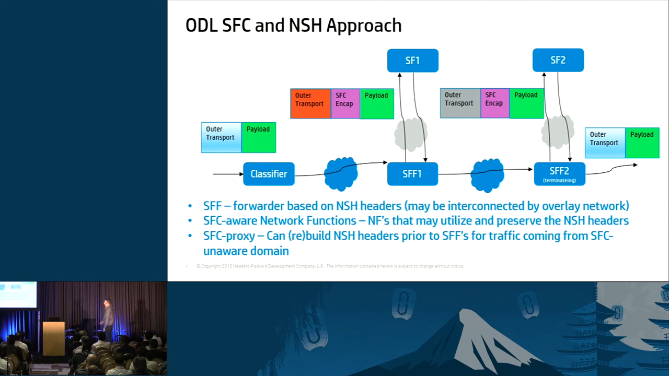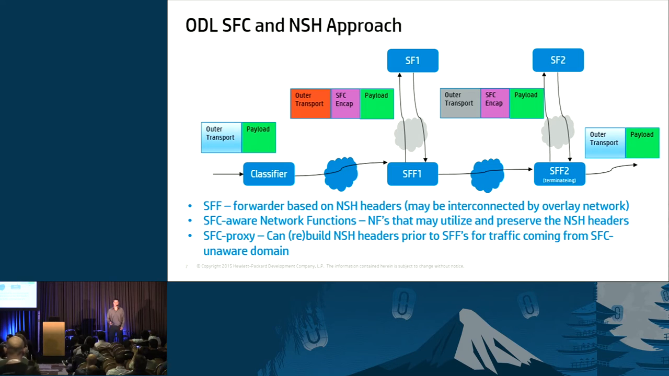And ODL SFC is using something called NSH, which is an encapsulation that we add inside the packet itself, in order to distinguish between chains along the way. So over here you see a set of blue boxes. SFF in this case is the switch, the service function forwarder, that knows how to identify an NSH encapsulation and forward the traffic according to this encapsulation.